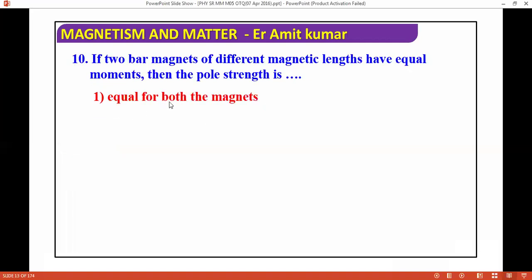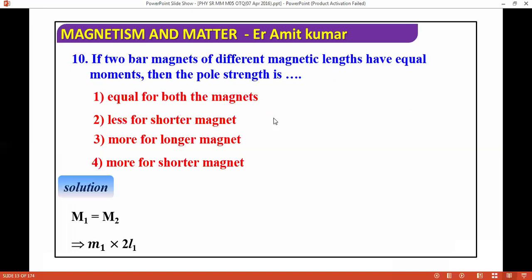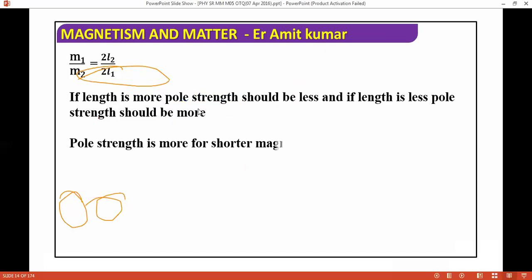The next question is: two bar magnets of different magnetic length have equal moments, then the pole strength is: equal for both magnets, less for the shorter magnet, more for the longer magnet, or more for the shorter magnet. The question already says both have equal magnetic moment, so M1 equals M2. So M1 into 2L1 equals M2 into 2L2.